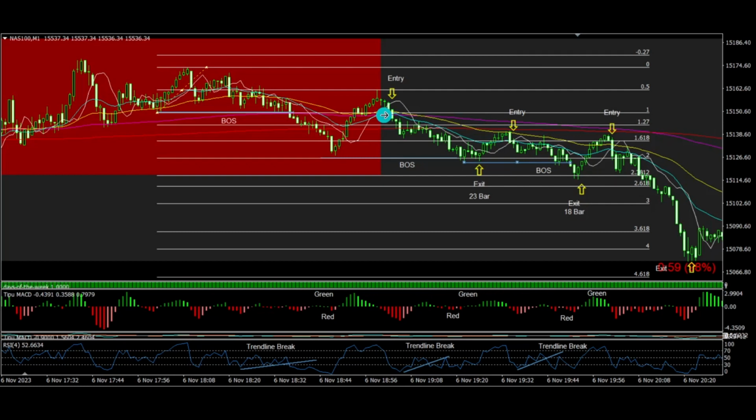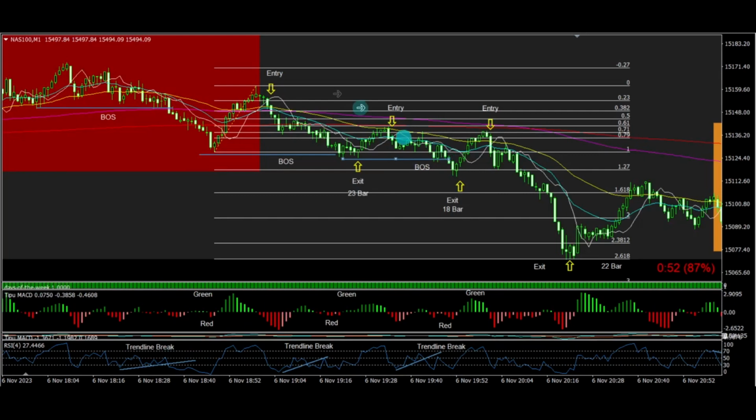This is your entry. You can exit right here. There is a stop loss behind the previous candle's high, or you can use the previous swing high. The exit is between the 20th and the 25th bar, as you see here. Also, liquidity is taken.